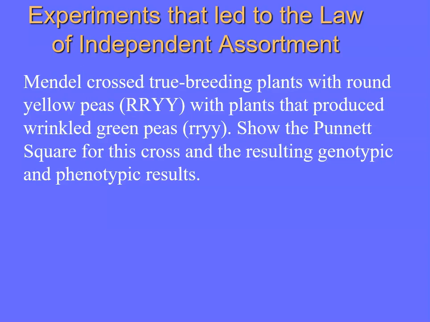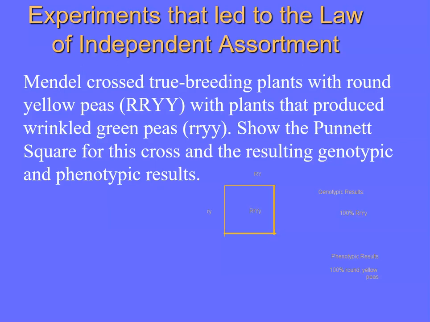So to get at that, he crossed a true breeding plant with two traits. In this case, we'll look at the roundness and the color of the peas. So we have a round yellow pea plant that's true breeding, or homozygous, for both of those traits, crossed with the fully homozygous recessive individual for those traits. In this case, it's the wrinkled green peas. So we're going to work through this Punnett square and look at the resulting outcome to determine whether what Mendel thought was true. Can those dominant traits only be inherited together, or can you get all those different combinations of dominant and recessive versions of those traits?